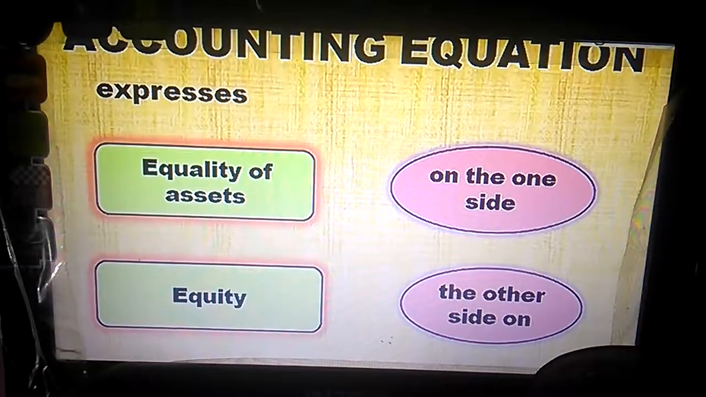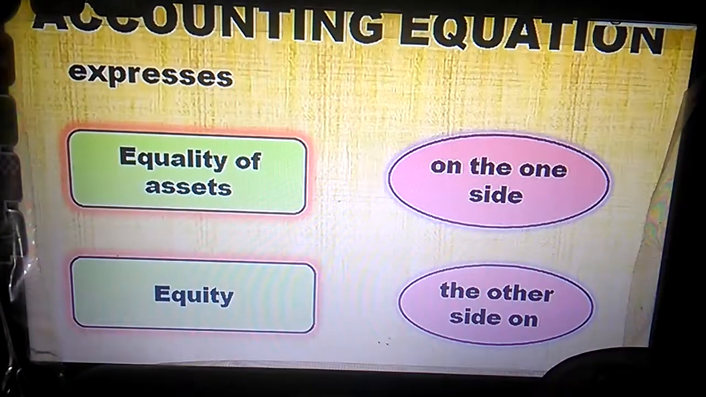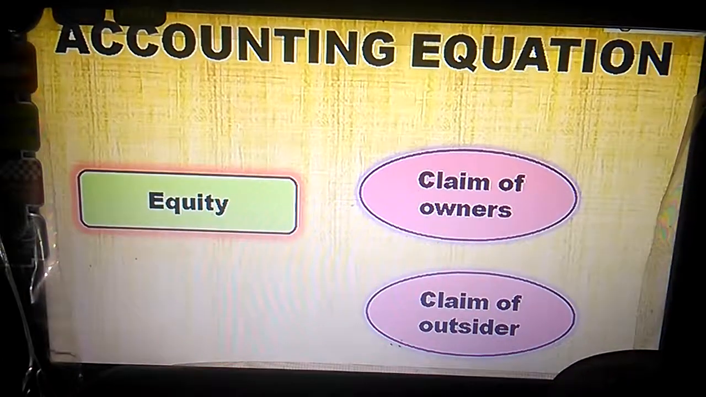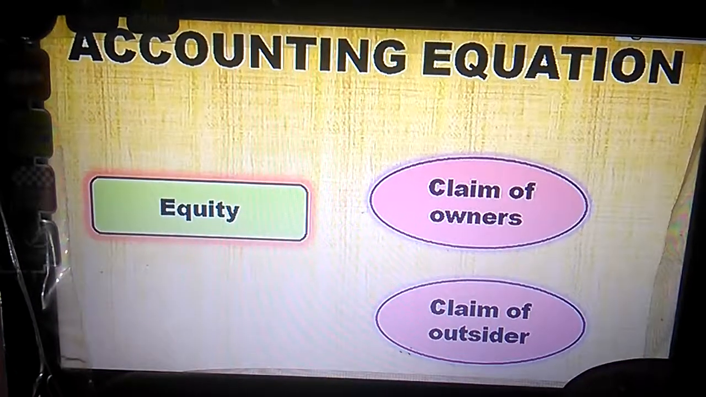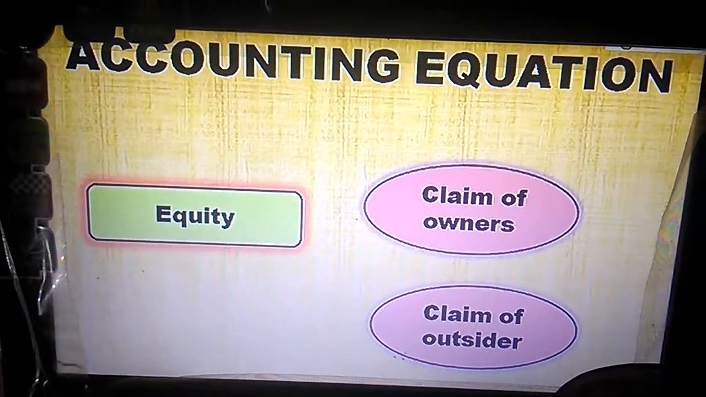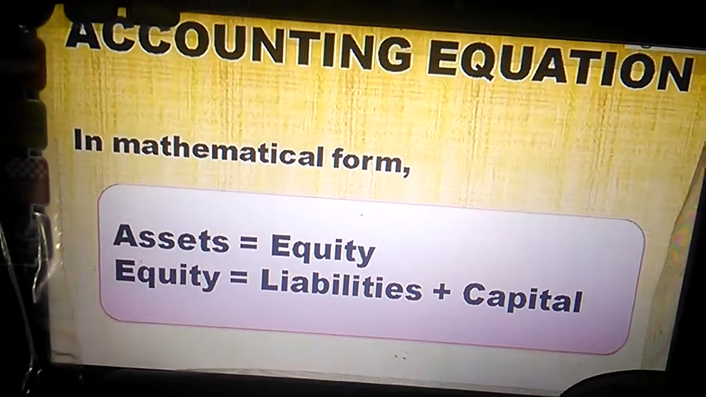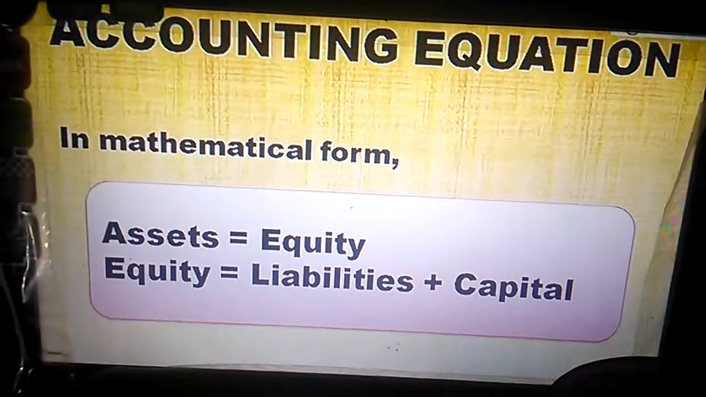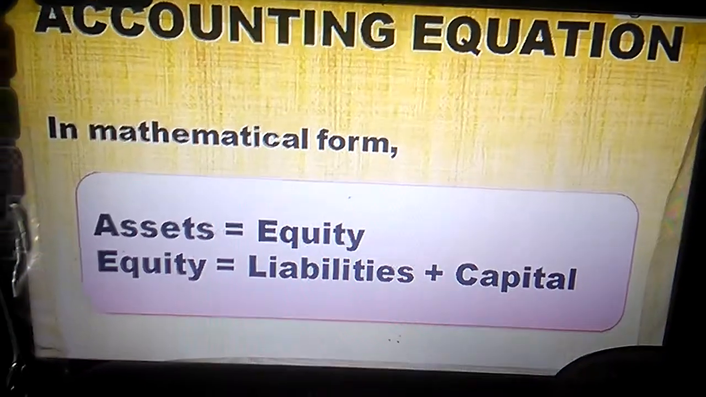Quality of assets on one side and equity on the other side. The accounting equation expresses equity, no? So, it can be the claim of owners or the claim of outsiders. In mathematical form, the accounting equation can be expressed as assets equals equity. Equity equals liabilities plus capital.